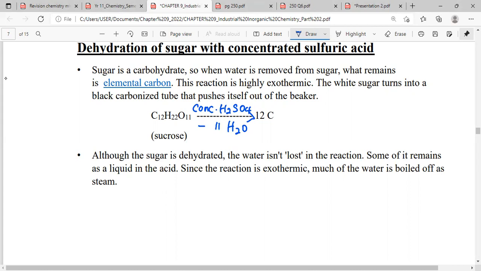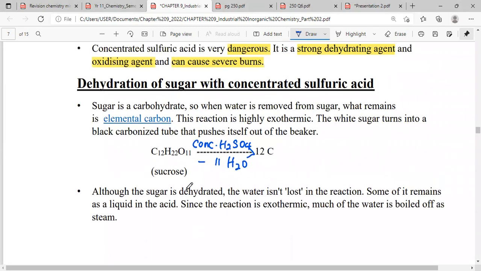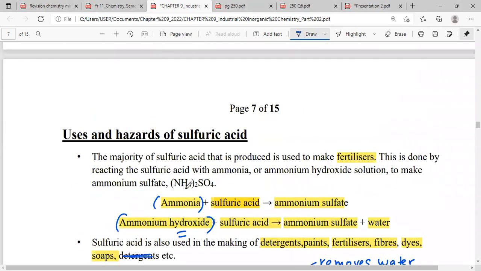Clear? So the reaction is exothermic, and the white sugar becomes black. And like it says here, you can actually see the carbon being pushed out of the container. Is that clear? So this is an example of the dehydrating property of concentrated sulfuric acid. Okay, so with this, we finish unit 9.4. All right, any questions on unit 9.4, students?